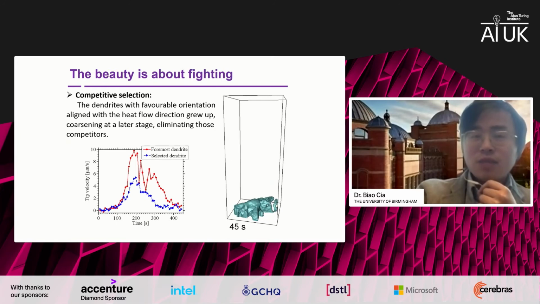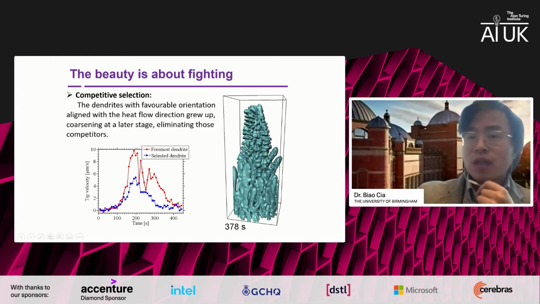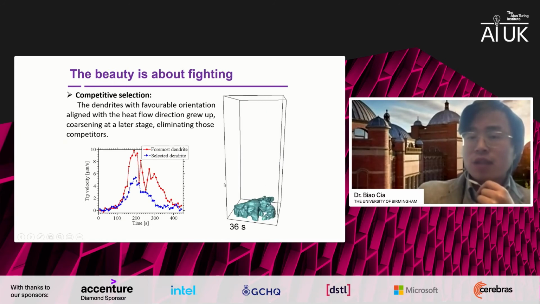And the third one is about fighting. Those crystals grow, they are just like humans. They are actually fighting for resources and space. For example, this shows one dendrite growing up, but all the others surrounding it, because they don't have enough resources, will not be able to grow as much as these big ones. So basically, those dendrites are continually fighting for resources.